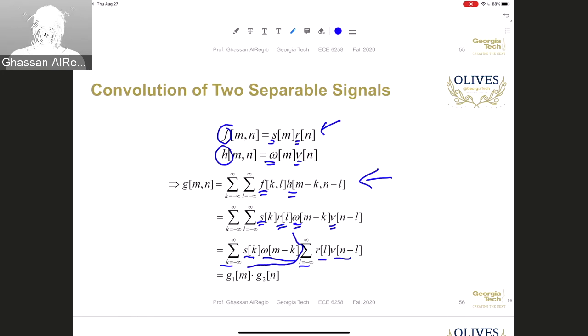This operation here is a one-dimensional convolution. This operation here is also a one-dimensional convolution. This one is operating on the index M, and this one is operating on the index N, right? So the output will be G1 of M times G2 of N, which means what? My output, G of M and N, is also separable. I can write G of M and N as the product of two one-dimensional sequences. As I mentioned before, in natural images, it's almost impossible to get a really separable F.